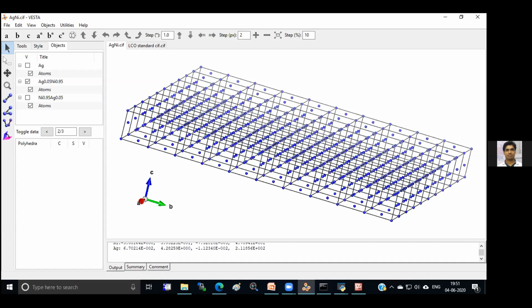In Vesta you can easily identify, but that is coming from the CIF file. So it depends on how you refine the structure. During refinement, if you have put different oxidation states of the same element at different coordinates, then you can easily identify them in Vesta. Vesta is actually just visualizing the CIF file, nothing else.